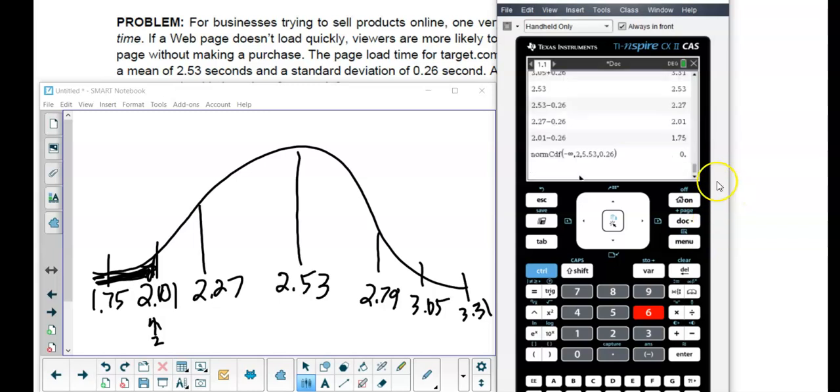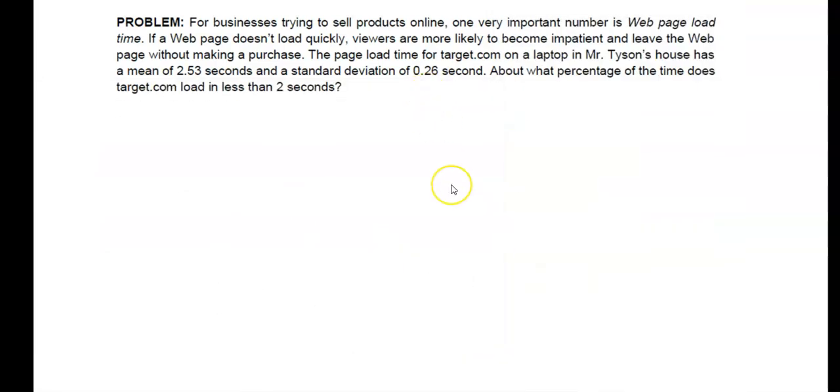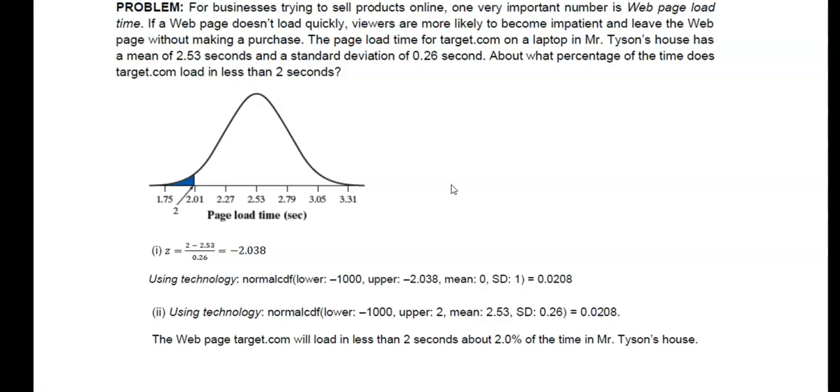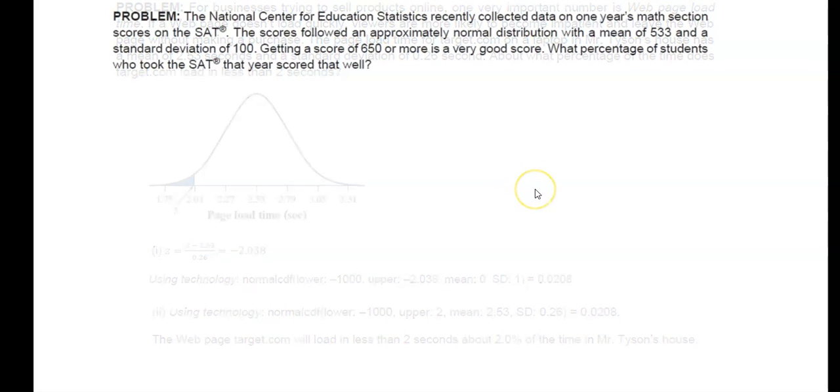Okay, so we get 0. If we mouse up there and press enter, it'll show there are no more digits. I think I typed something wrong. This should be 2.53. I think that's right. Okay, so 0.0207, a little over 2% of the time. About 2% of the time would be the answer.